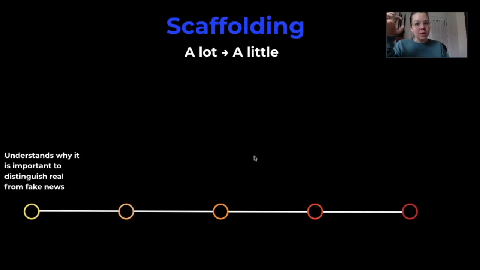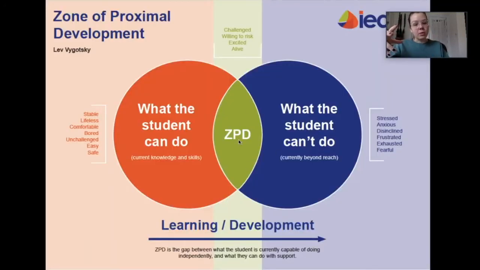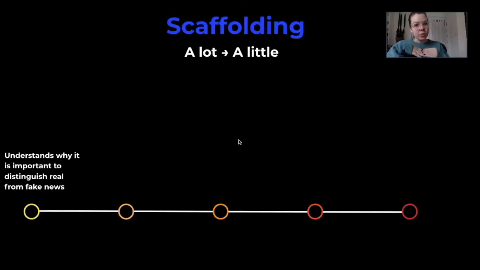So that topic is neatly connected to scaffolding. Scaffolding is the support that we give you when you're in this zone. And as you learn more, you get less scaffolding and help. In this example, we're going to talk about how to teach somebody to distinguish real news from fake news. So in the beginning, you give a lot of support.